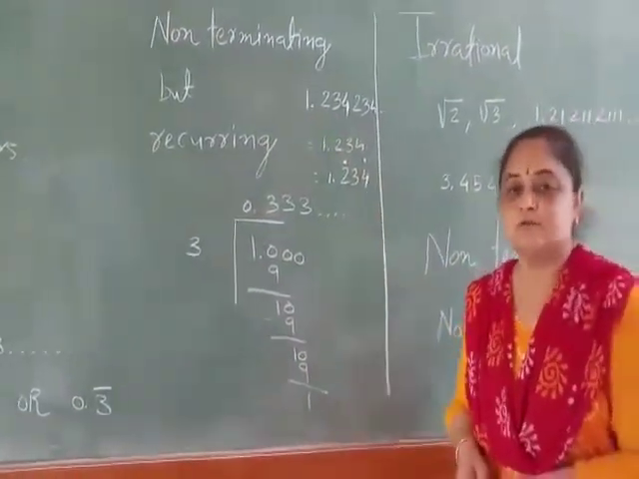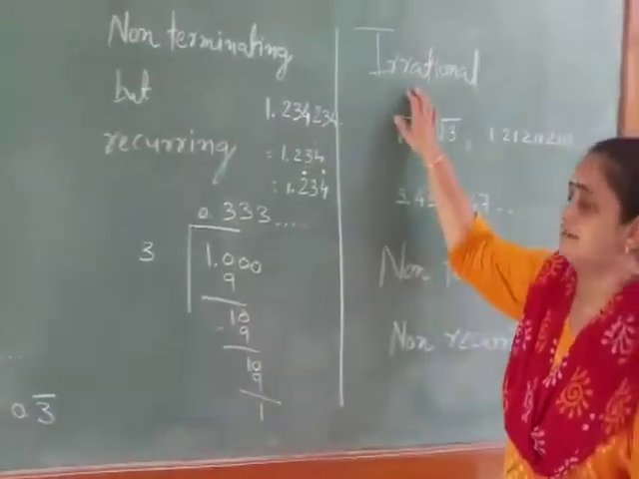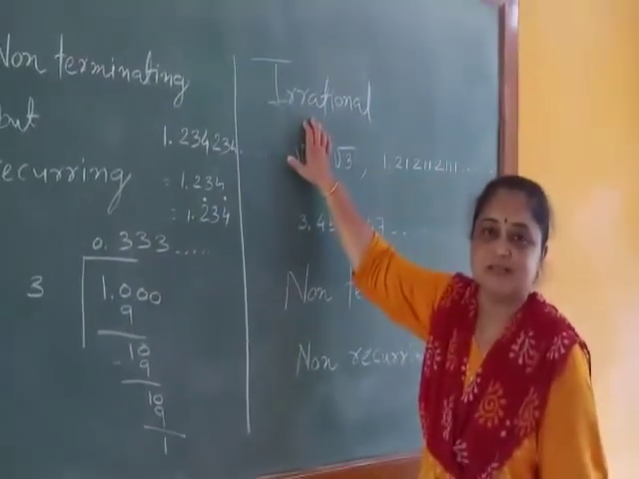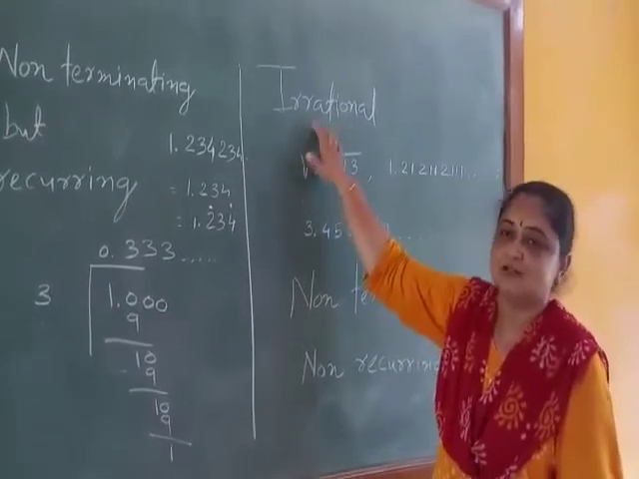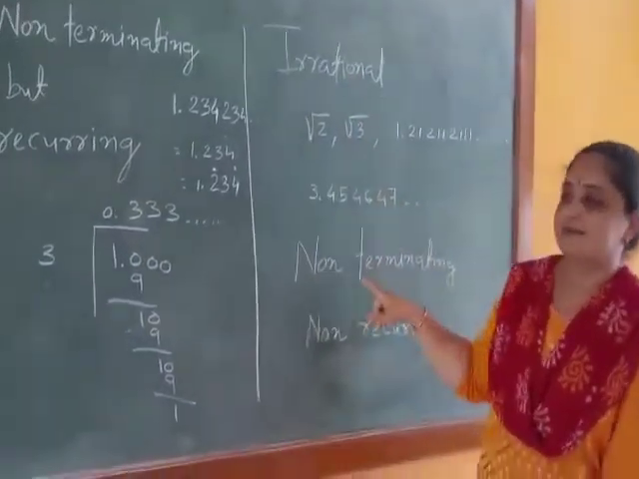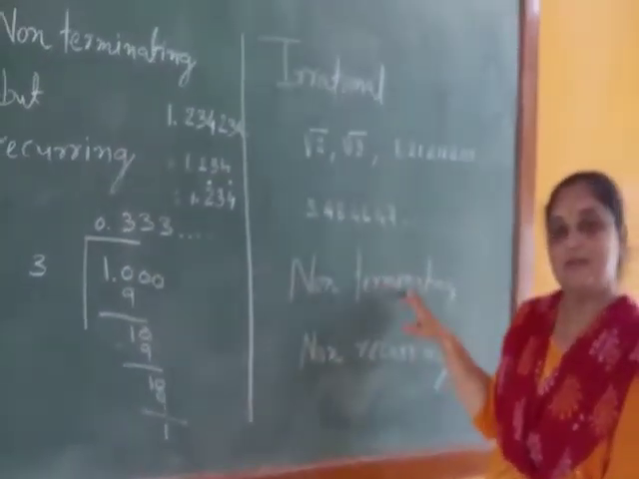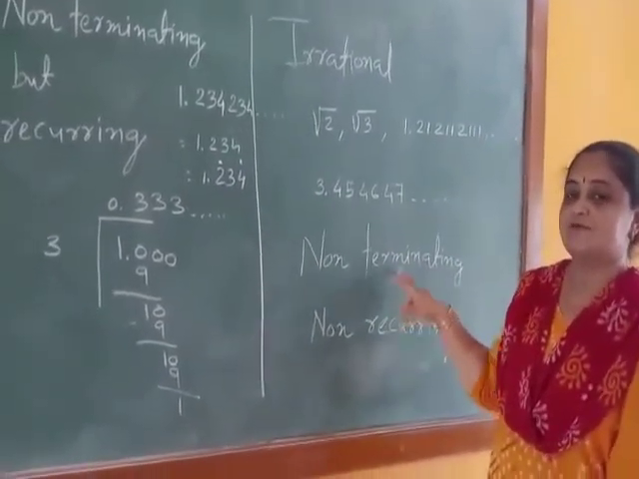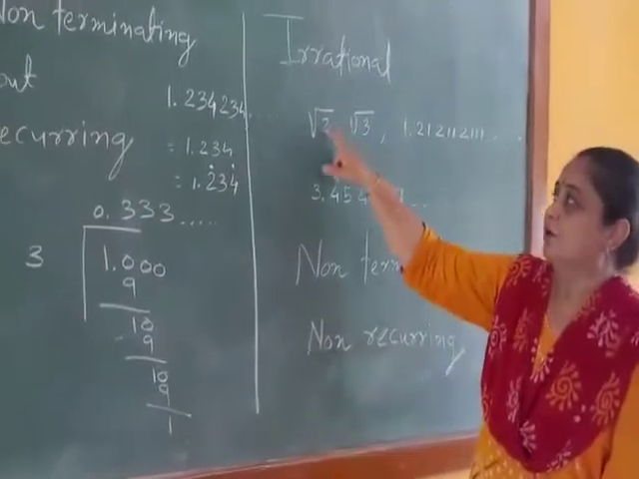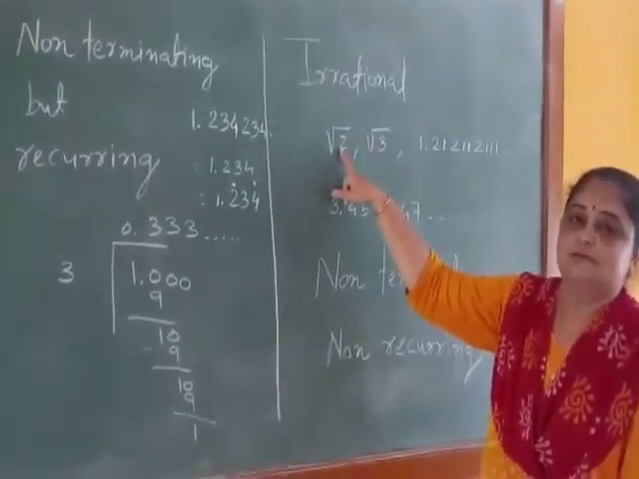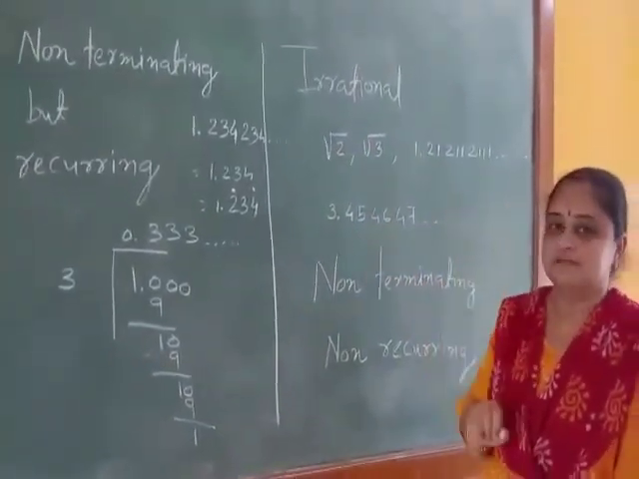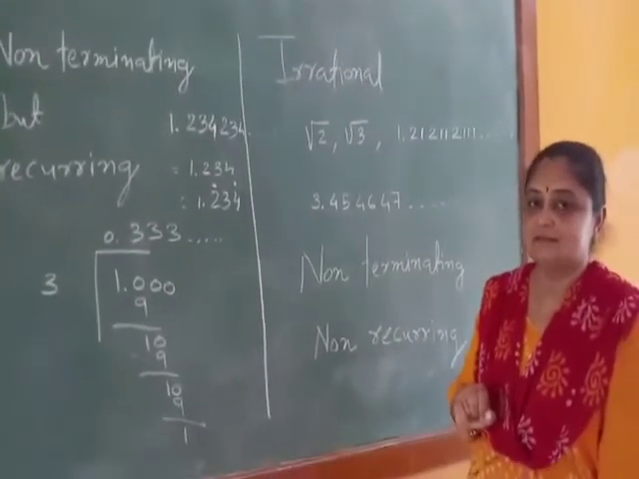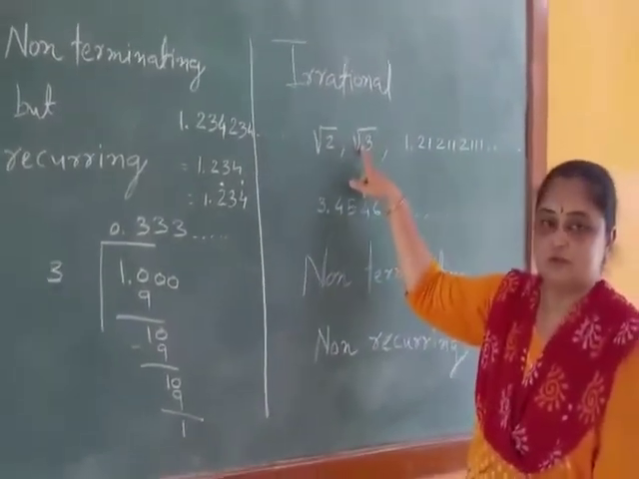Now the second type of number is the irrational number. Which numbers are considered irrational? Here the terms are non-terminating and non-recurring. Which type of number is this kind? The square roots of all prime numbers. Prime numbers 2, 3, 5, 7, 11. So the square roots of these numbers are irrational.